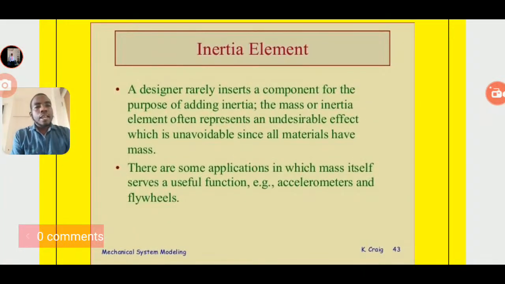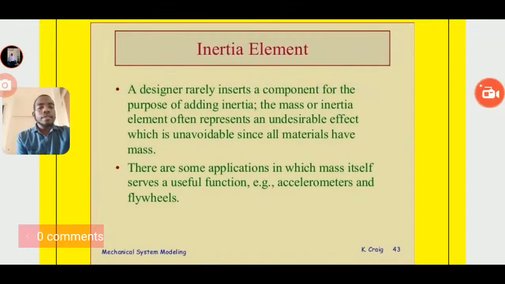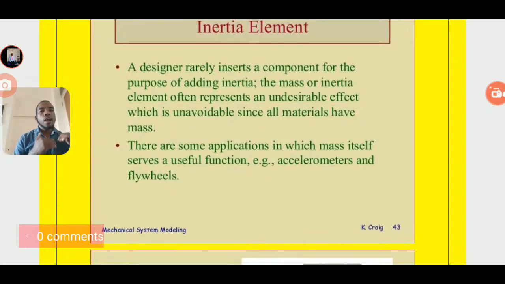Now the inertia elements. We are going to see the inertia element, which is nothing but the mass, which stores energy in the form of kinetic energy, due to the motion. A designer rarely inserts a component for the purpose of adding inertia. The mass or inertia elements often represent an undesirable effect, which is unavoidable since all materials have mass.